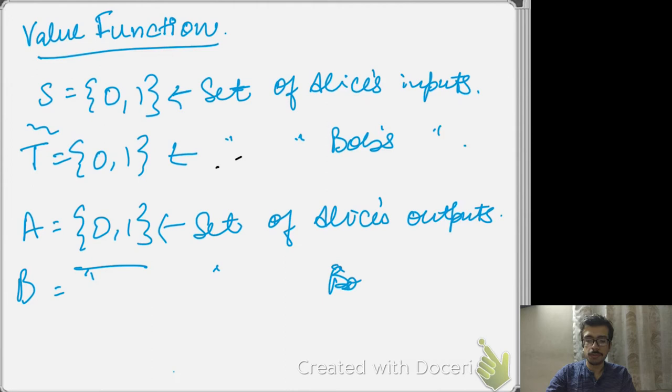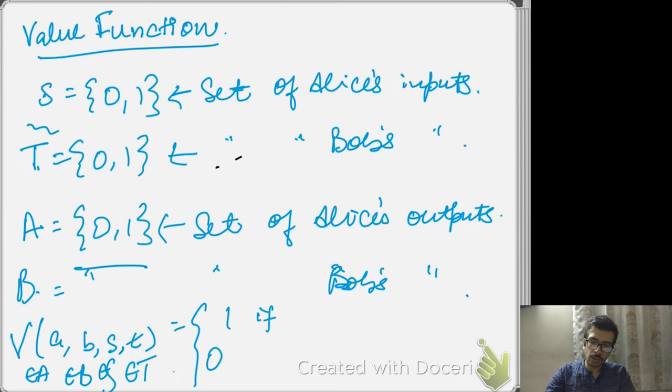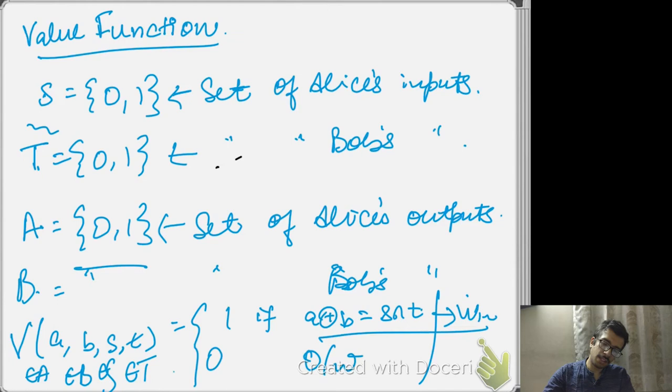Okay. And then I have a value function. The value function is from S cross T cross A cross B. So it takes as input a, b, s, t, where a is in A, b is in B, s is in S, and t is in T. And this is going to be either 1 or 0. It is 1 if a XOR b is s AND t, and 0 otherwise. So here we see that we are winning the game, and here we lose the game, and we want to maximize the probability of winning.